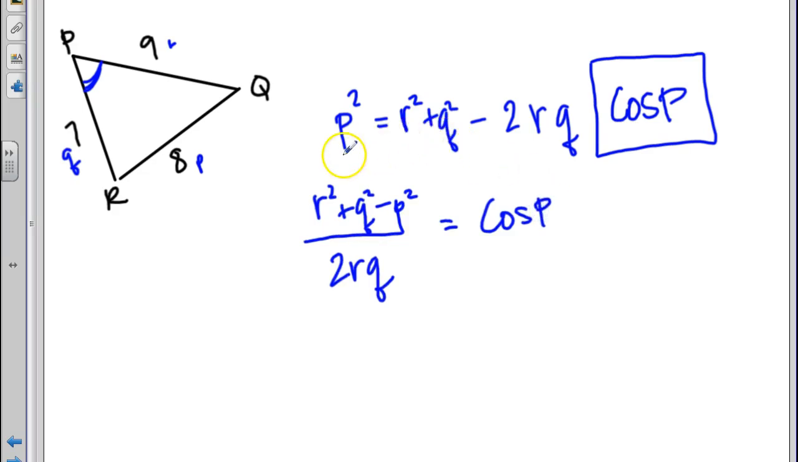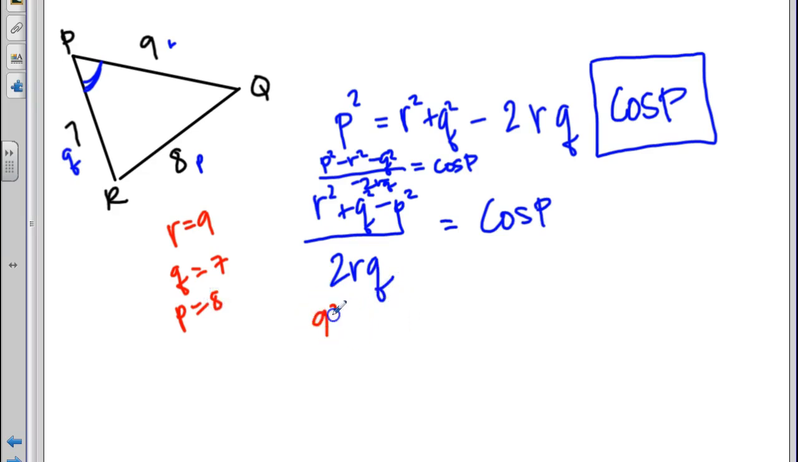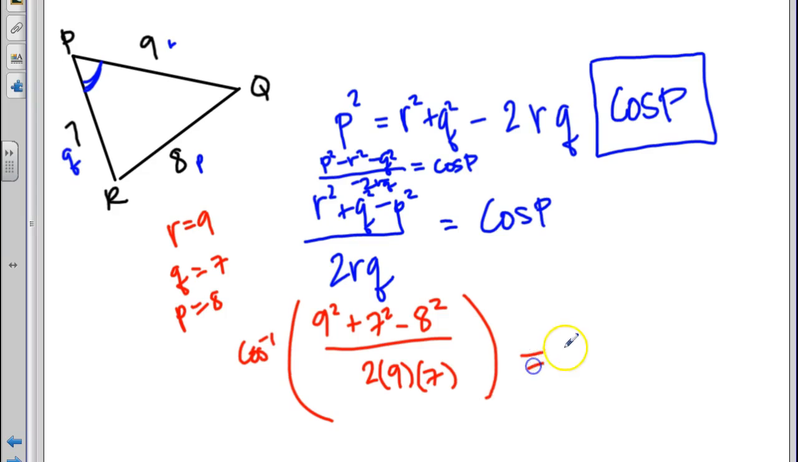So moving these two over, so it looks like p squared minus r squared minus q squared over negative 2rq equals cosine of p, moving the negative to the top just like we did before. So look back at your notes, just like we did before, and now we're going to plug stuff in. All right, so r is 9, q is 7, p is 8. Let's plug those in. So 9 squared plus 7 squared minus 8 squared divided by 2 times 9 times 7, and we want cosine inverse of that, and that will give us angle P.